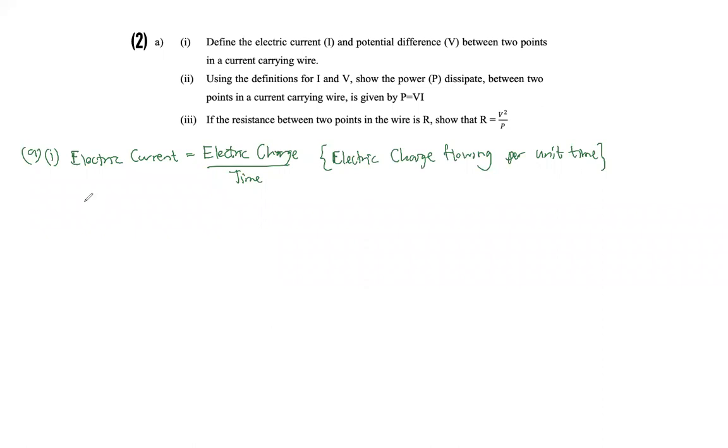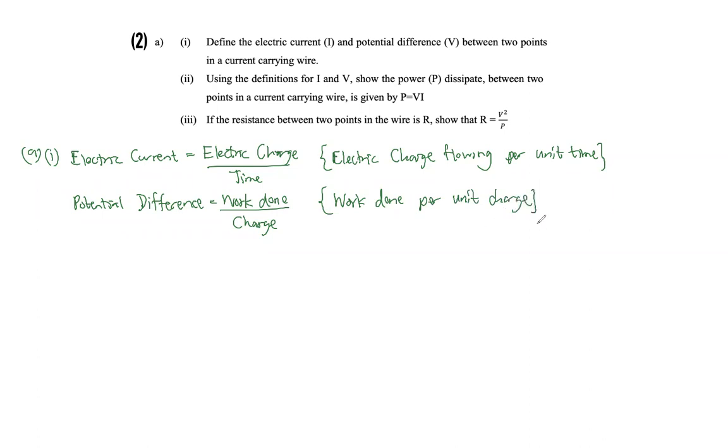And then potential difference. What is potential difference? We learned that in the electric field, it is work done per unit charge. So we can define it as work done per unit charge. That is the definition for potential difference.